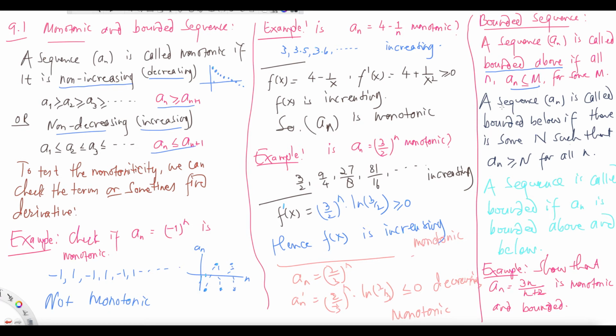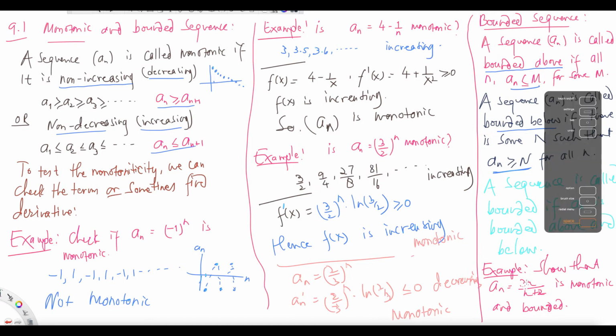A sequence s of n is called bounded below if all the terms are greater or equal to a number, okay? If all of the terms are bigger than a number, then we call that it is bounded below. That one is bounded above, this one is bounded below, okay? And a sequence is called bounded if s of n is bounded above and bounded below. If a sequence is bounded from above and below, then that sequence is called bounded, okay?